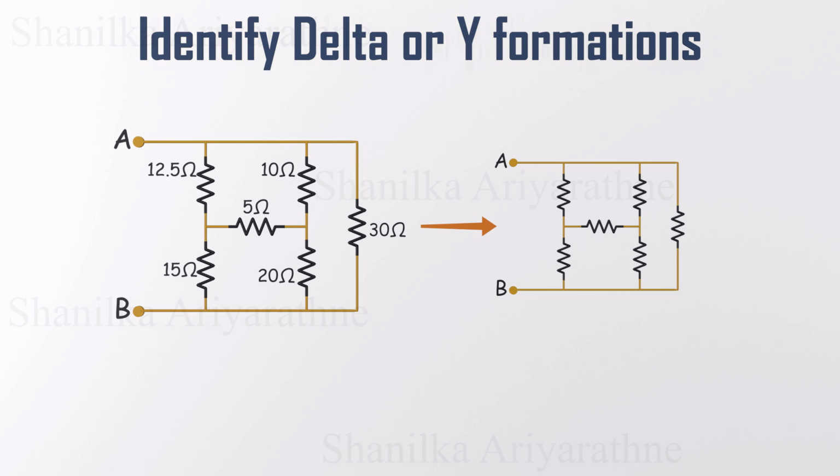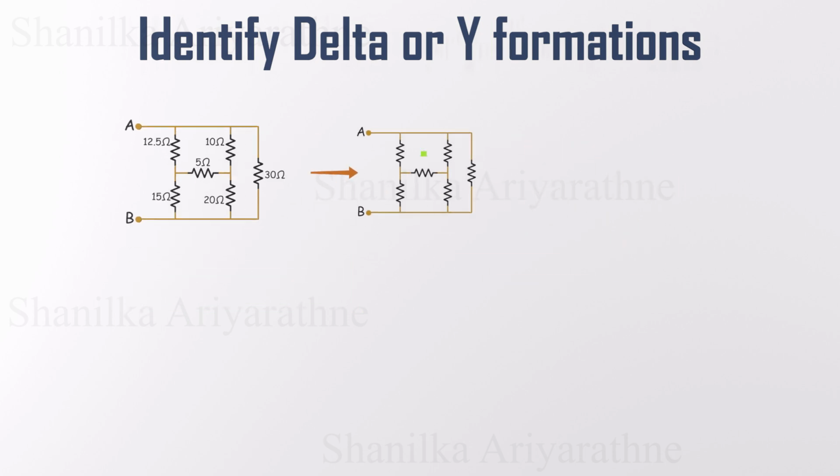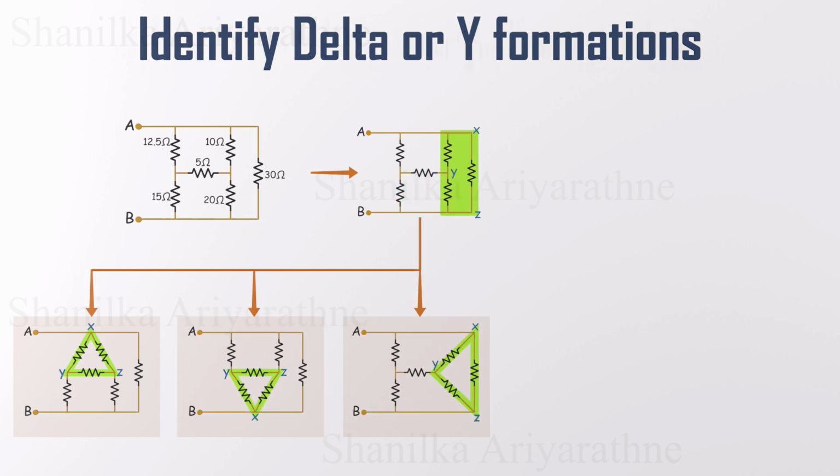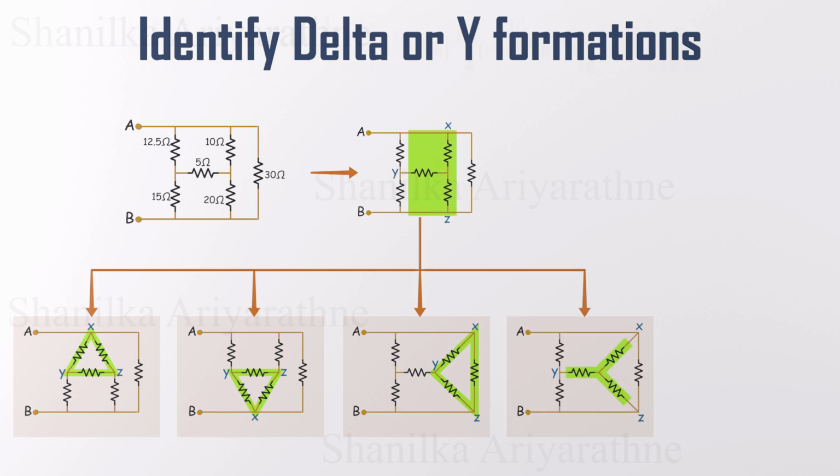If you look closely, you'll notice three delta formations tucked inside the circuit. These are triangular loops where each resistor connects directly between two nodes. And that's not all. There are also two Y formations, which look more like a hub with three resistors radiating out from a single central node.